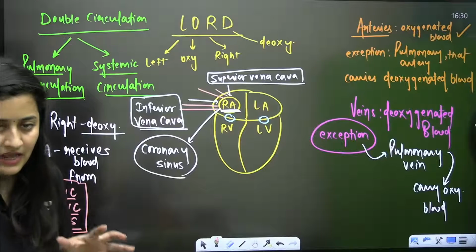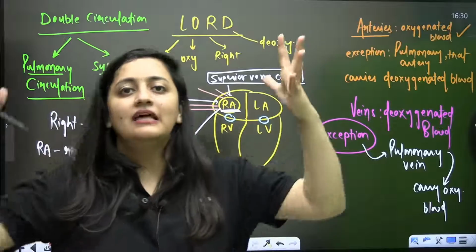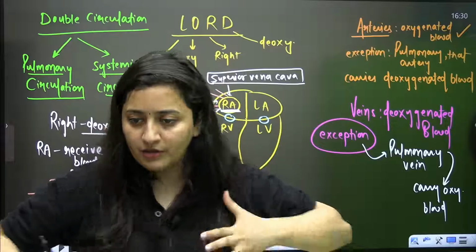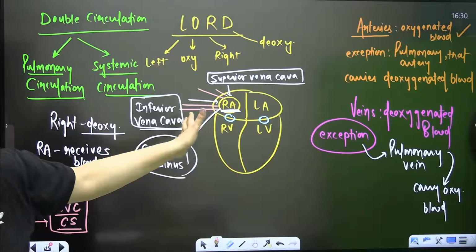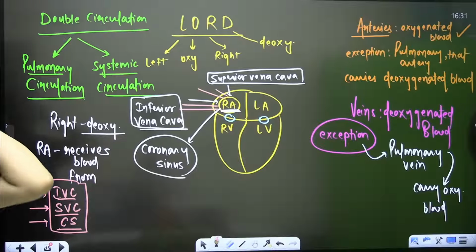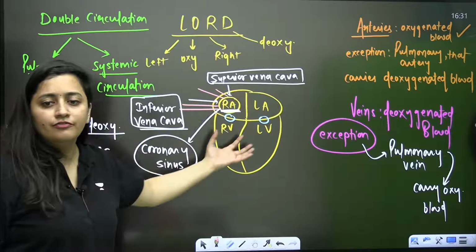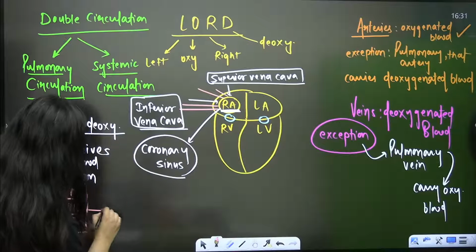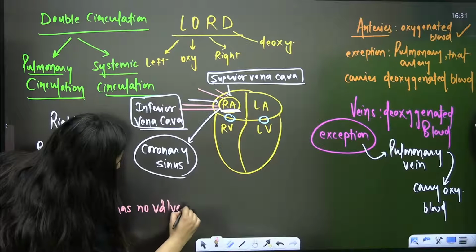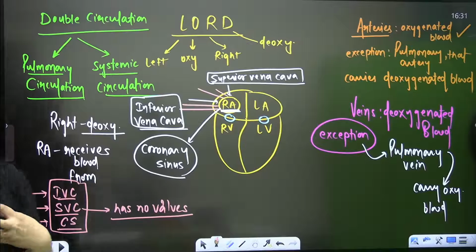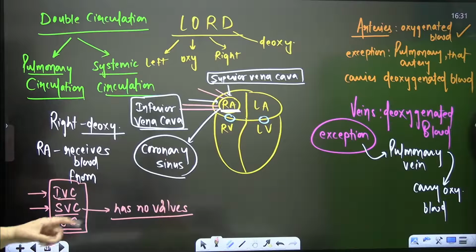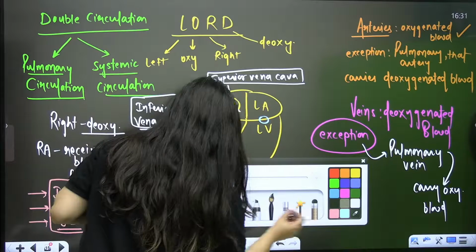Now, the superior vena cava is the large blood vessel which will carry the deoxygenated blood from the upper part of the body. And the superior vena cava has no valves. Simply it is bringing the blood from the upper portion. There is no need for valves. The pressure is not going to be so high that it can pump the blood back. Is that clear? So the superior vena cava, that is a direct MCQ.